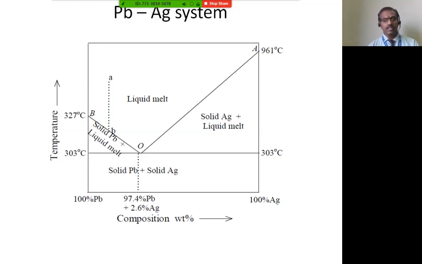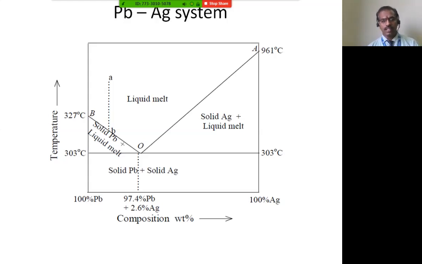On the left-hand side you can see the melting point of 100% pure lead, which is 327 degrees Celsius. What is point O? Point O is called the eutectic point. Below point O, solid lead and solid silver are there. Above point O, liquid melt is there. That means two solids and the corresponding liquid melt are in equilibrium. That is why we call it the eutectic point. At the eutectic point, F is equal to 0 degrees of freedom.